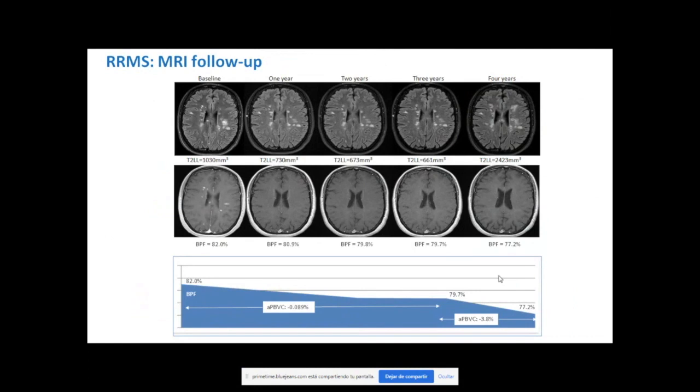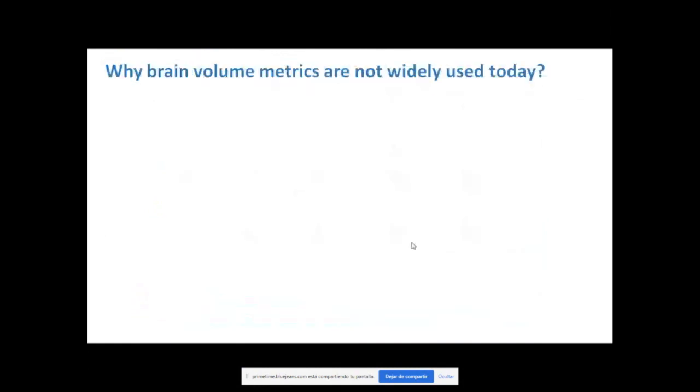So it's clear that if we want to assess the degree of brain volume, we need some tools in order to quantify this measure. But the question is, why are brain volume metrics or spinal cord metrics not widely used in clinical practice?